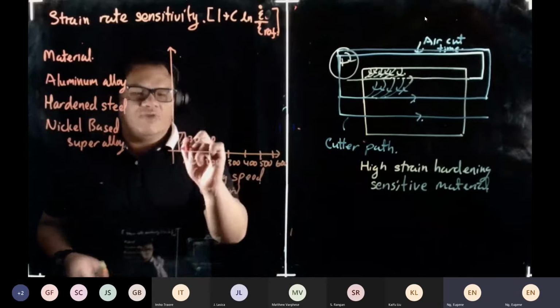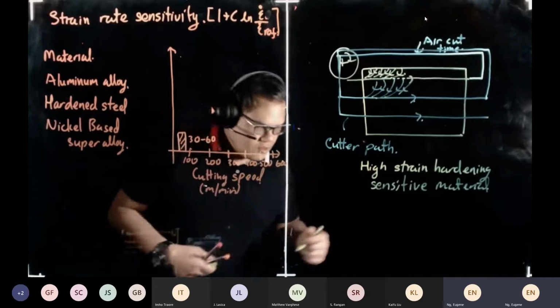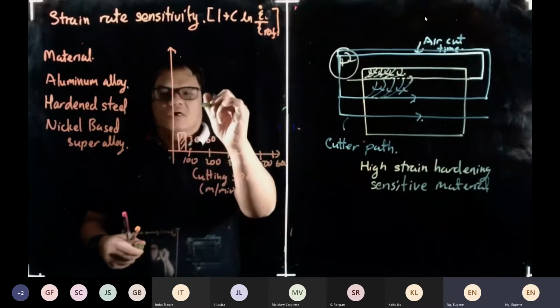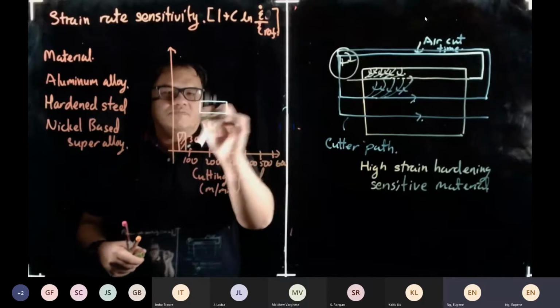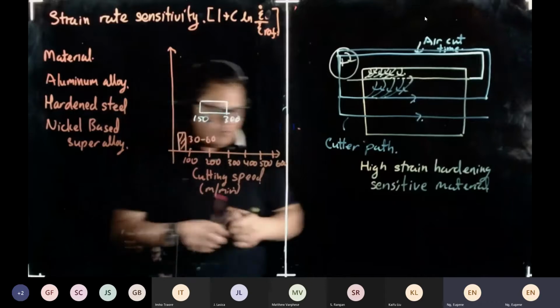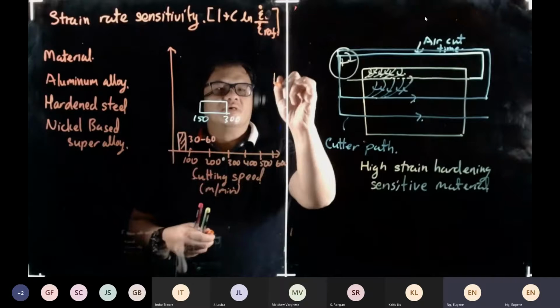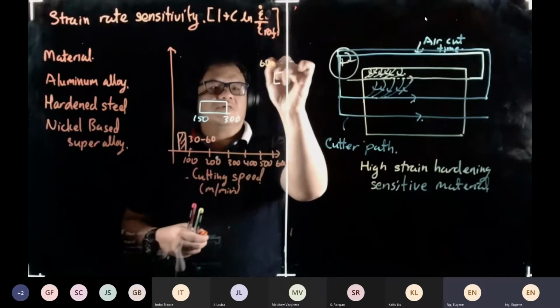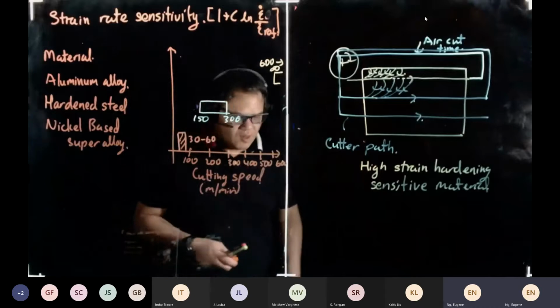And then if you have your hardened steel, you can go between 150 to 300 meters per minute. And for aluminum, you guys know what I think about aluminum. For aluminum, you can go 600 and up to infinity. Whatever you want.